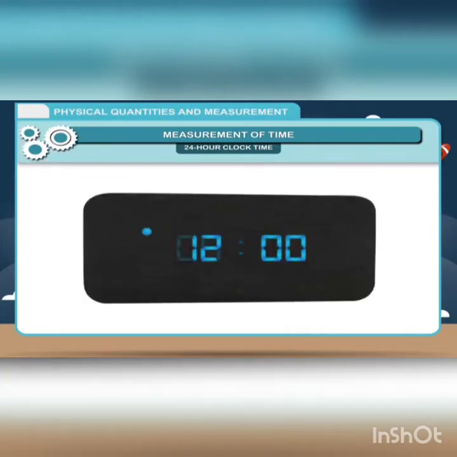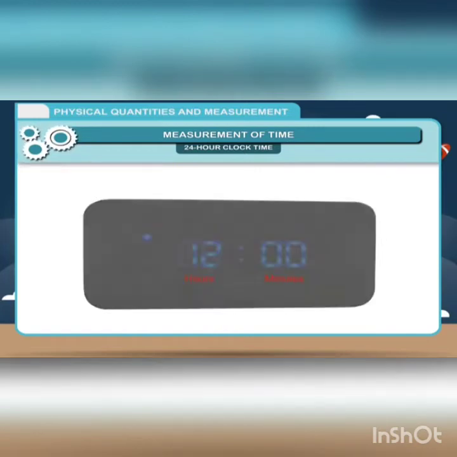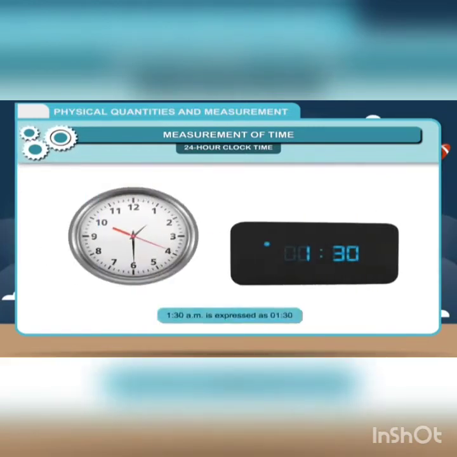In a 24-hour clock, time is shown by 4 digits. The first 2 digits indicate the number of hours and the next 2 digits indicate the number of minutes. For example, 1:30 a.m. is expressed as 1 hour 30 minutes and 10:30 p.m. is expressed as 22 hours 30 minutes.